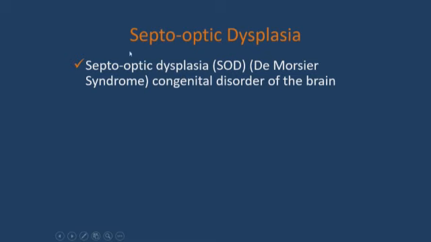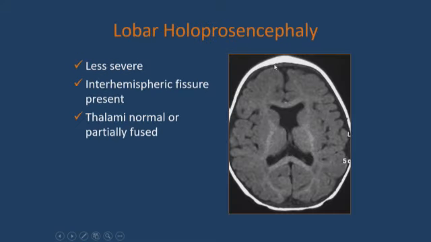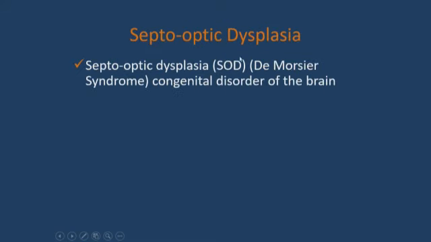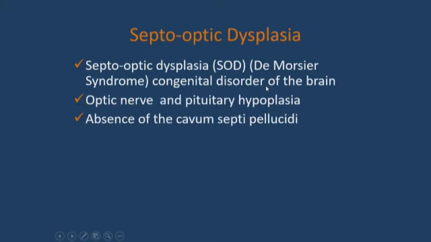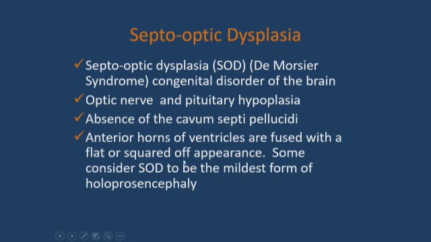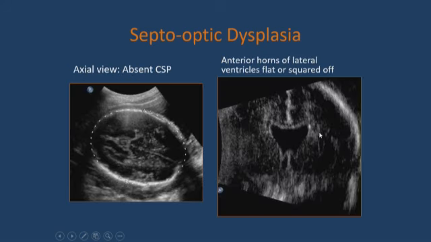And then the other thing we can see with this that we can't differentiate on ultrasound yet is septo-optic dysplasia. So the lobar holopro and the septo-optic dysplasia may be the ones that we cannot tell on ultrasound. So again, the anterior horns of the ventricles are fused with a flat or squared off appearance. Some authors consider this to be one of the more mild versions of holoprosencephaly. And MRI is our best way of trying to distinguish it. Anything with the brain that we suspect on fetal ultrasound, we usually will forward on for MRI for confirmation. They're just better at it right now.